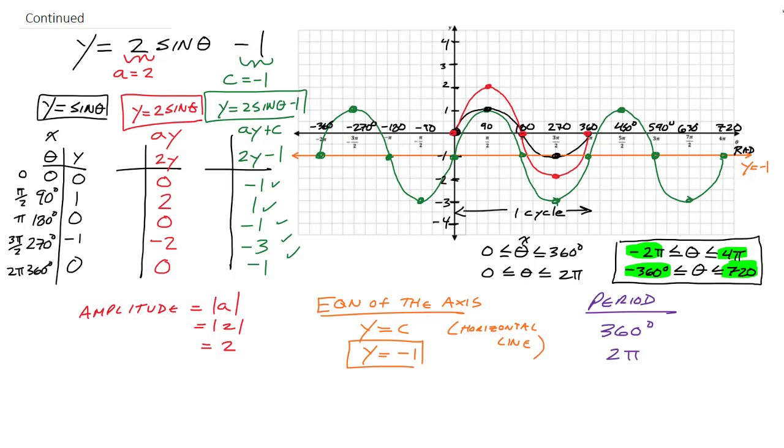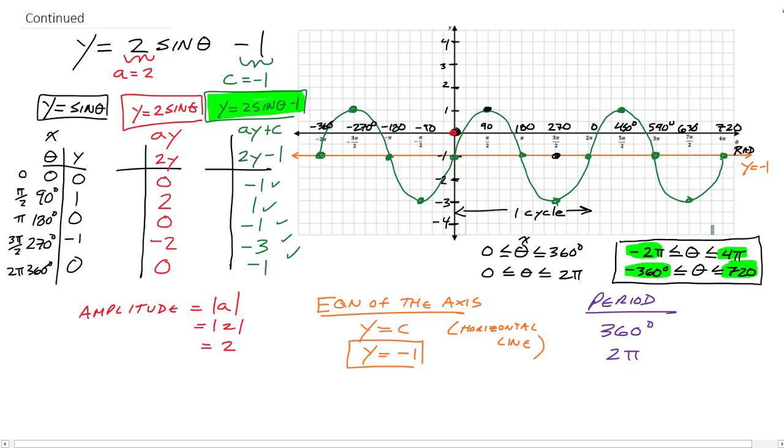If I take away, I'll see if I can erase some of the red and black graph there. I won't try to get rid of everything, it'll be too messy, but you get the point. I got rid of some of those numbers by accident. All right, good enough. There's the graph of just y equals 2 sine minus 1, drawn for the domain between negative 360 and 720, or negative 2 pi and 4 pi. That's about as far as we want to go.